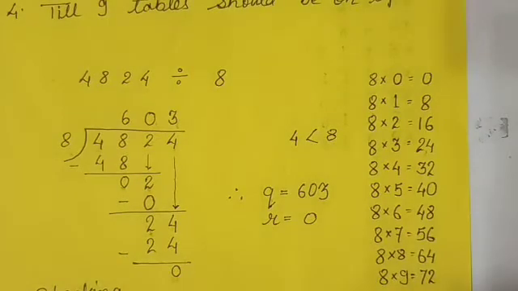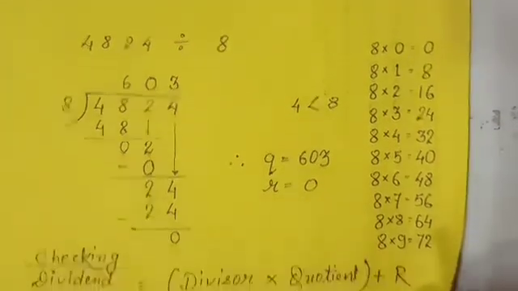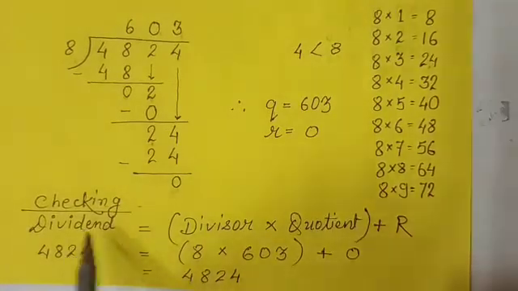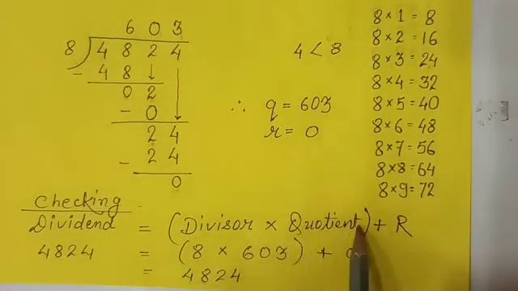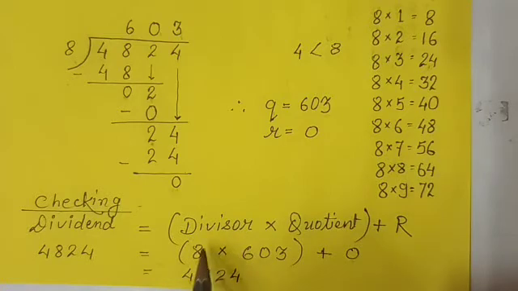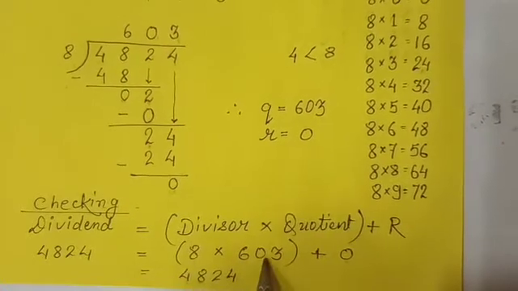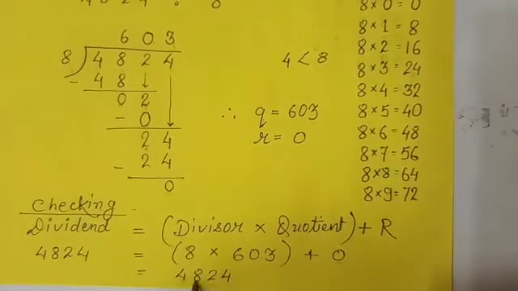Now, we have to check the division. To check the division, we have to use the formula. Earlier we have discussed about it. Dividend is equal to divisor into quotient plus R. Here divisor is 8, quotient is 603 and R is 0. When we multiply these two numbers, our product will be 4824.